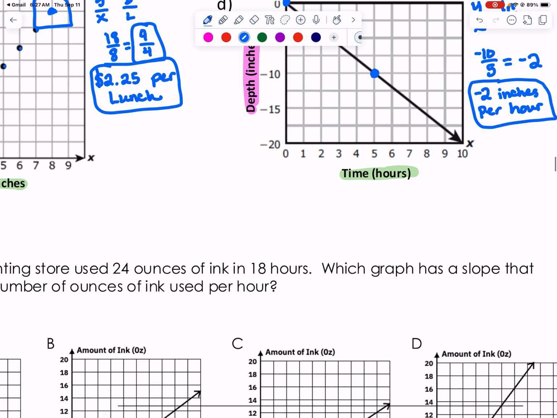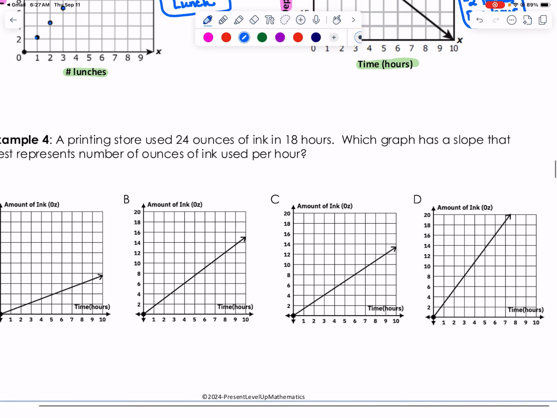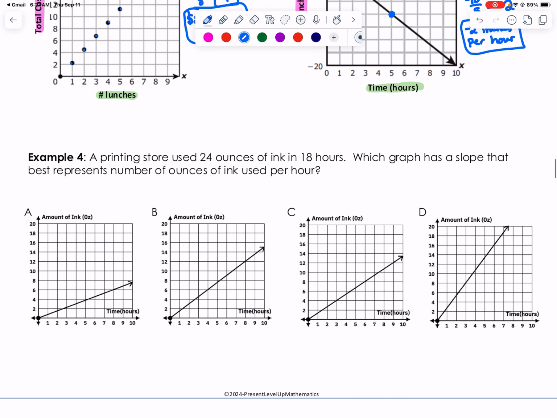Now, I'm going to show you in the next example how this might be tested on a unit test or a standardized test. In example 4, it says a printing store used 24 ounces of ink in 18 hours. So they're comparing the ounces to the hours. So I'm going to put 24 over 18. Which graph has a slope that best represents the number of ounces of ink used per hour?